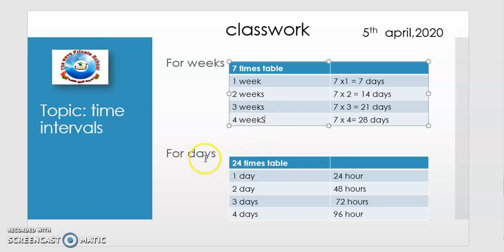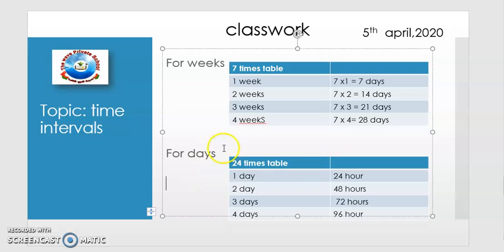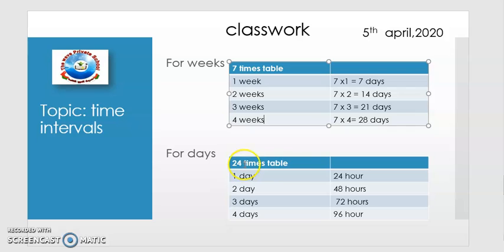For converting weeks to days, we need to say the 7 times table. After this, for days, you need to use the 24 times table, because we know that one day has 24 hours. For converting days to hours, we need to say the 24 times table. For converting weeks to days, 7 times table. For converting days to hours, 24 times table.